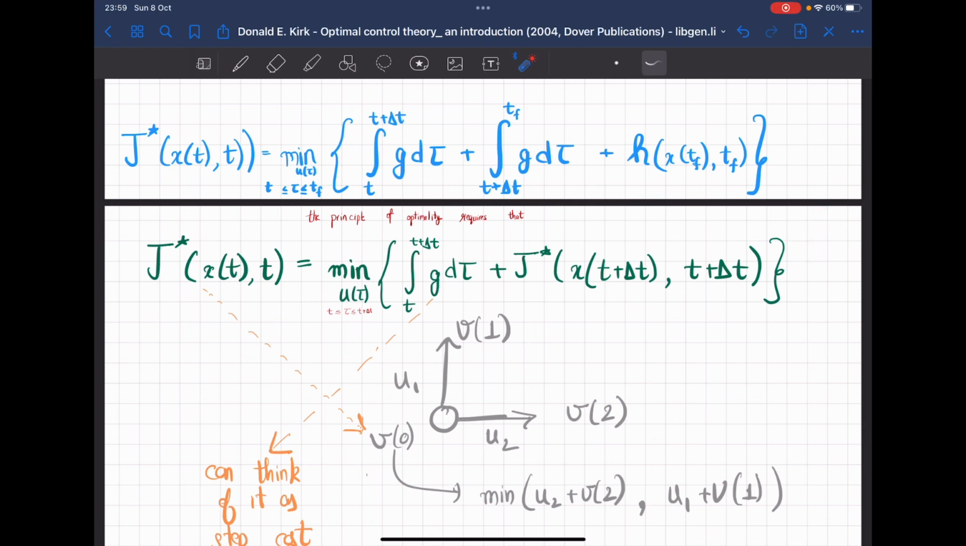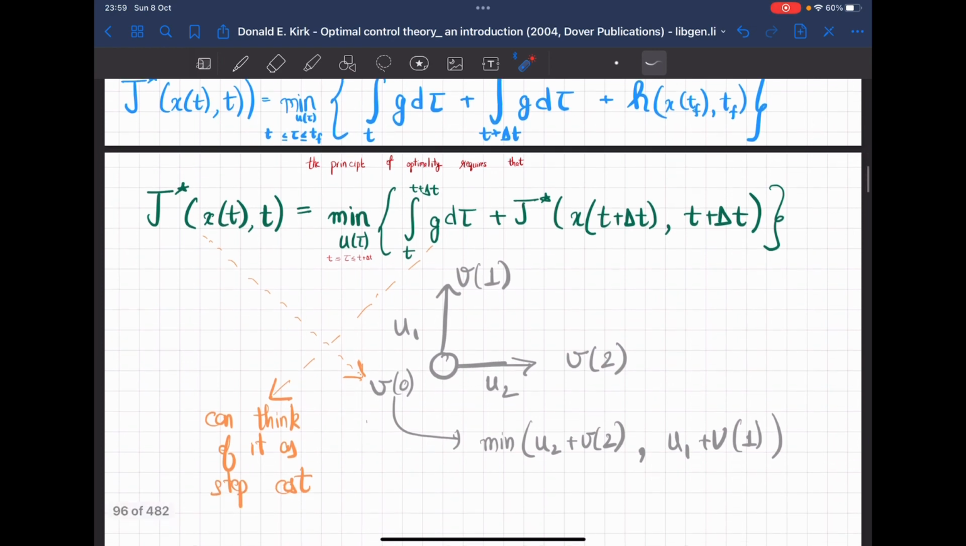Now, once I have it, I can view my J star as something of the value function. So you remember when we were doing dynamic programming, we had a graph, and in that graph, the way in which we decide which path to take depends on the cost of the next step and the value function from there onwards.